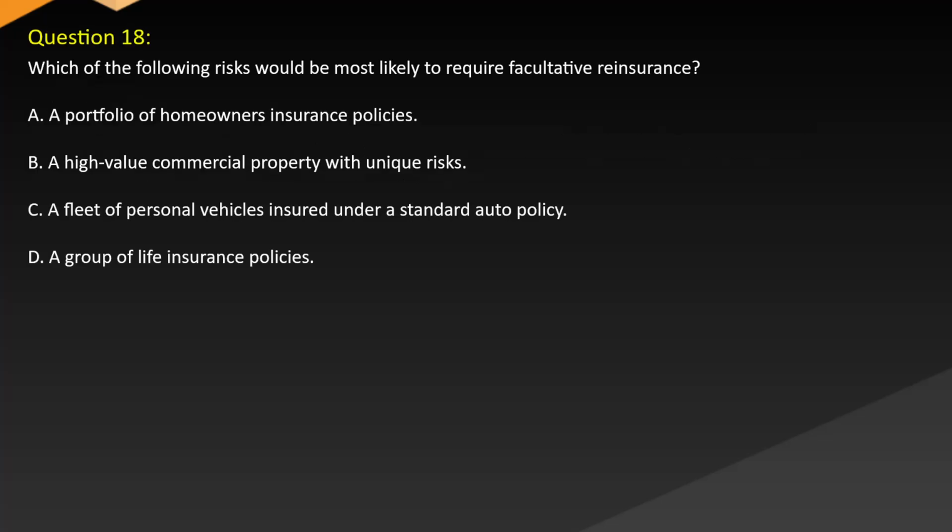Question 18. Which of the following risks would be most likely to require facultative reinsurance? A. A portfolio of homeowners insurance policies. B. A high-value commercial property with unique risks. C. A fleet of personal vehicles insured under a standard auto policy. D. A group of life insurance policies.